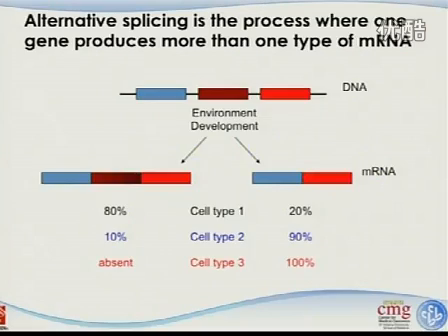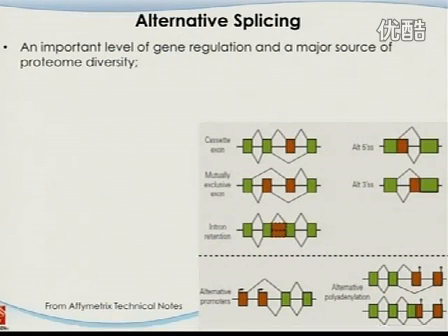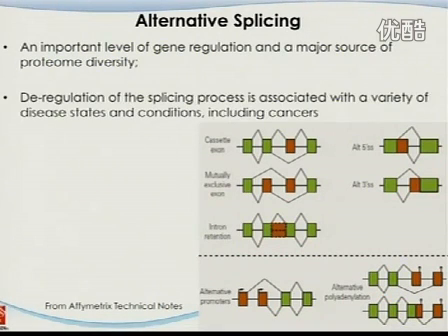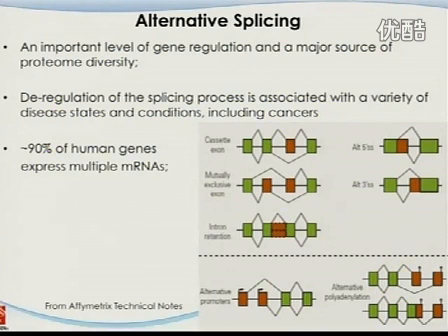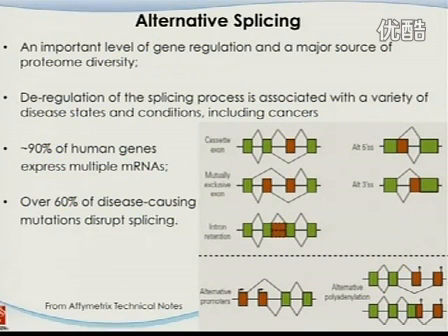And this can be tissue-specific and condition-specific, and those could have very serious phenotypical effects. Alternative splicing is an important level of gene regulation and a major source of proteome diversity. We know that if this is deregulated, if it is not controlled well, we will be sick. There's a disease, especially cancer-related. We also know about 90% of human genes express multiple isoforms, so this is not a one- or two-gene issue. And it's estimated that over 60% of disease-causing mutations disrupt splicing.